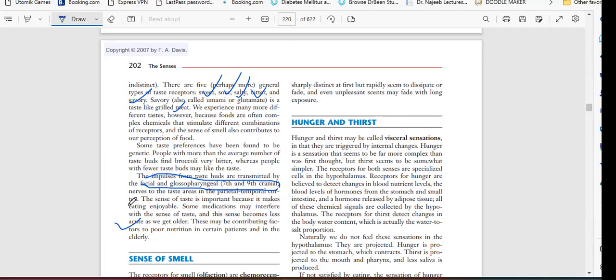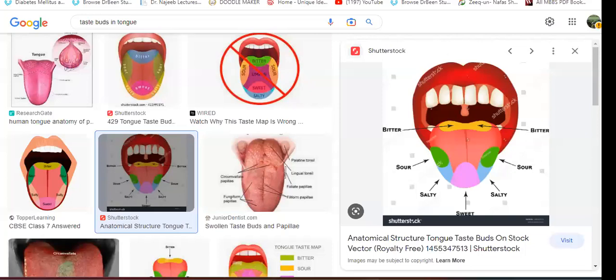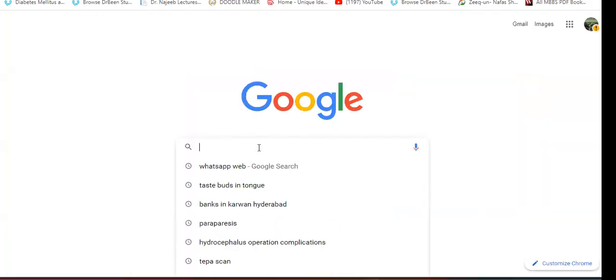Taste is carried away by the nerves, that is cranial nerve number seventh and ninth. So which nerves help with taste? That is the facial and glossopharyngeal nerve. From there, the taste area is the parietal temporal cortex. So let's see the image, we will have a good imagination.